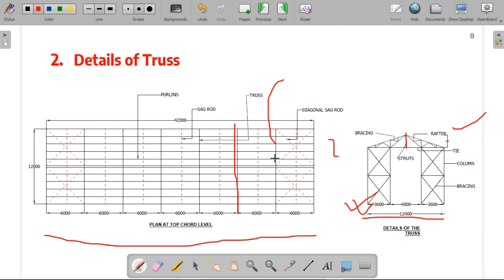Then these are the purlins that you can see, which are there for the design. Then these dotted lines that you can see here are the sag rods, which will help us to minimize the deflection of purlins. Similarly, we have these diagonal members which are called diagonal sag rods, which will again help us to reduce the deformations of the purlin. So this is the overall configuration of the truss.